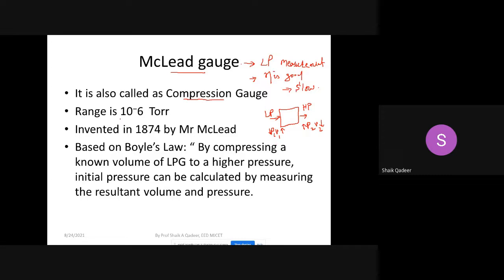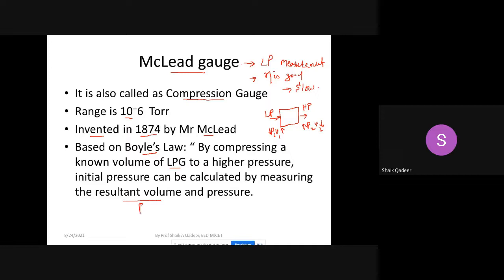Other salient features: range is 10 to the power minus 6 torr. It was invented by Mr. McLeod. Just observe the year in which this invention happened: 1874. Very old. It is based on Boyle's law. What is Boyle's law saying? By compressing a known volume of low pressure gas to a higher pressure, the initial pressure can be calculated by measuring the resultant volume and pressure.